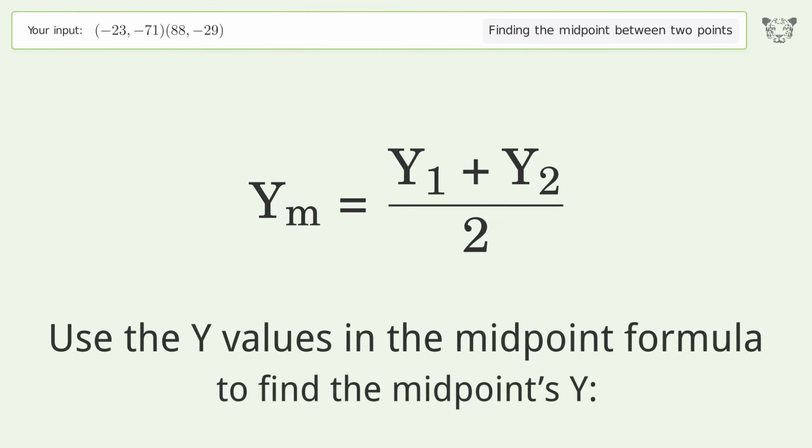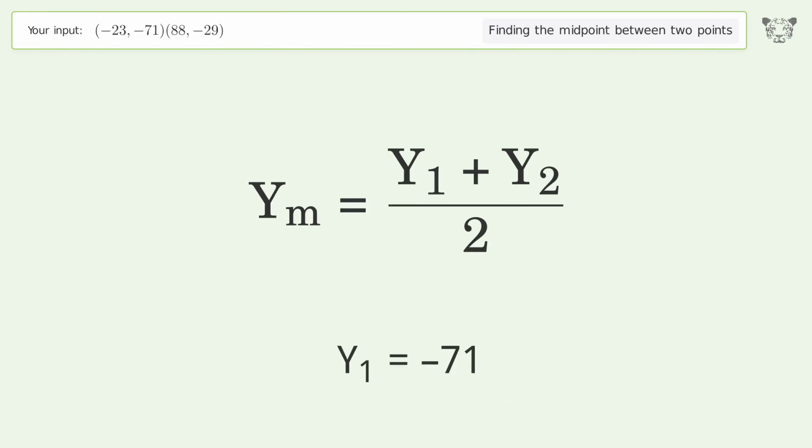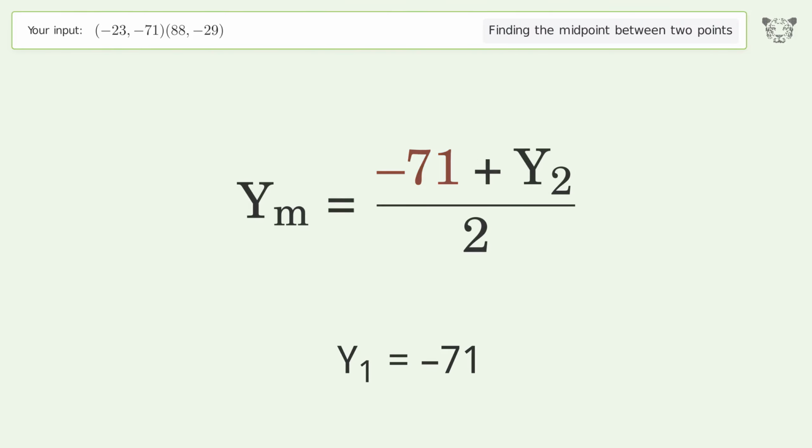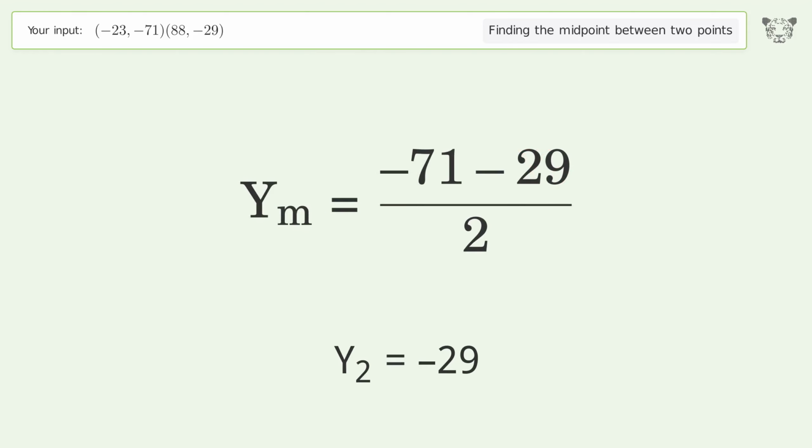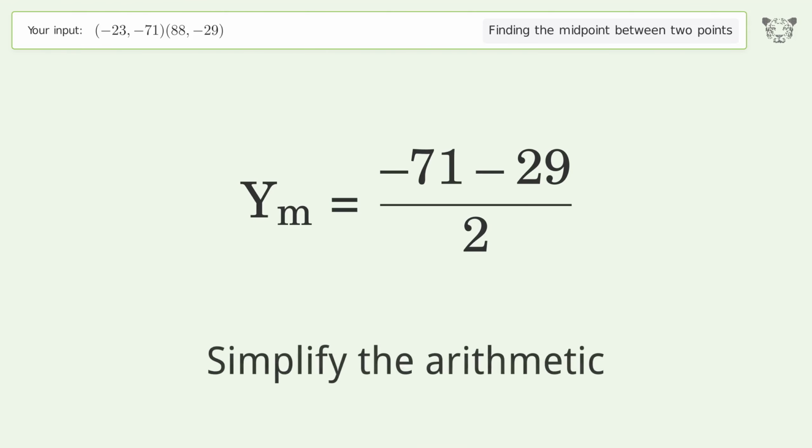Use the y values in the midpoint formula to find the midpoint's y. y1 equals -71. y2 equals -29. Simplify the arithmetic.